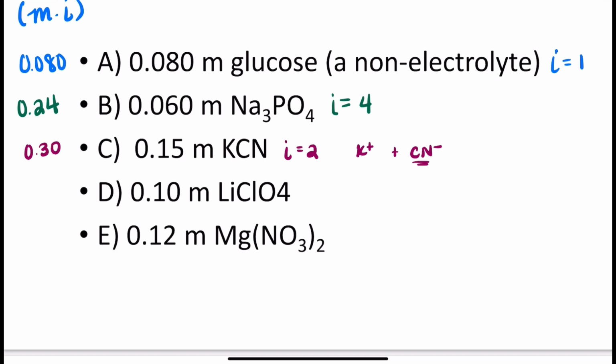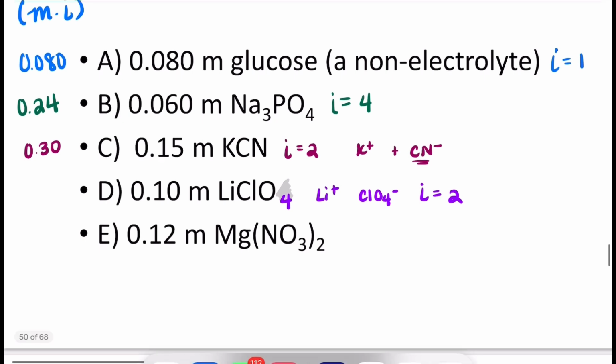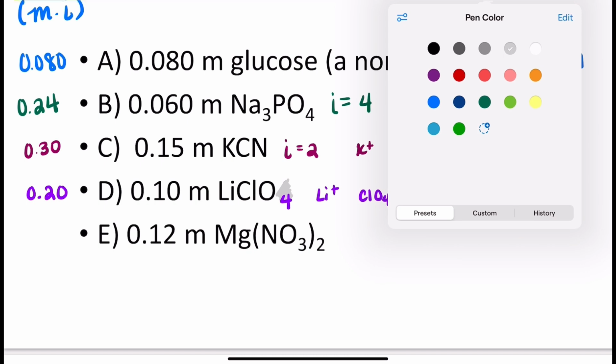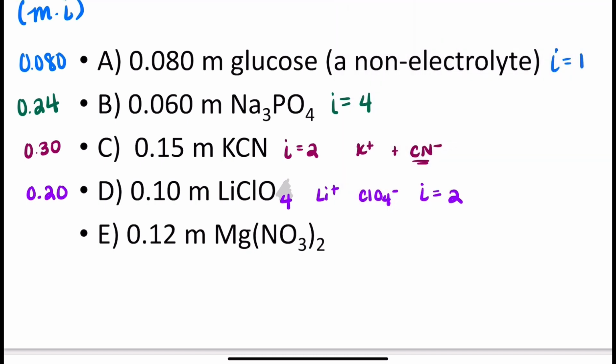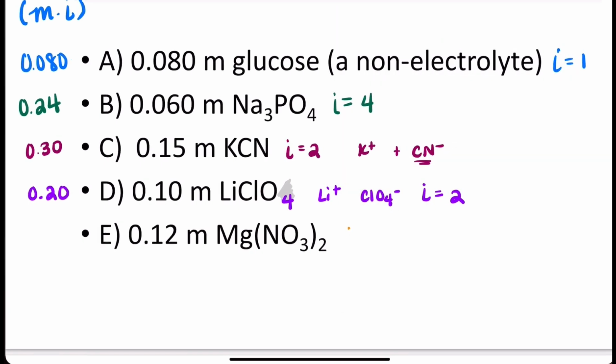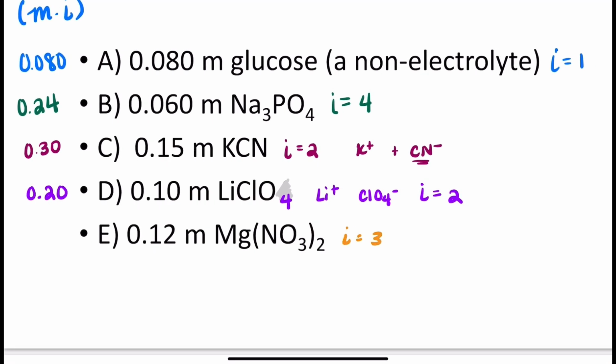Lithium perchlorate, that 4 should be superscripted. I apologize for that. Definitely did not catch that. We'll try to remember to fix that. Lithium perchlorate, again, this splits up into lithium ions and perchlorate ions. So my I value here is equal to 2. 2 times 0.1 is 0.20. So you're going to have to know your polyatomics to do these things. And then magnesium nitrate splits up into 3 things. I is equal to 3. It splits up into Mg2+ and 2 nitrates.